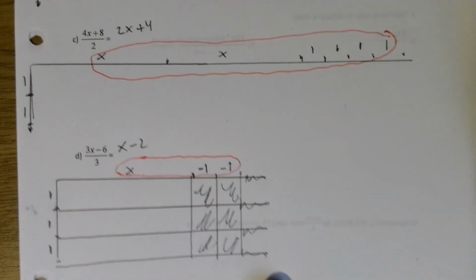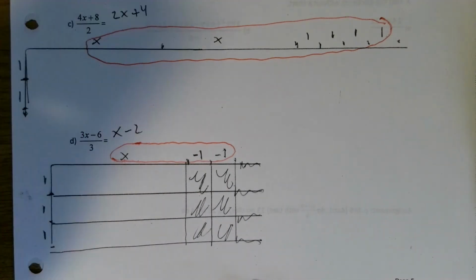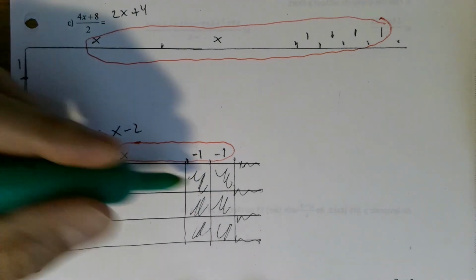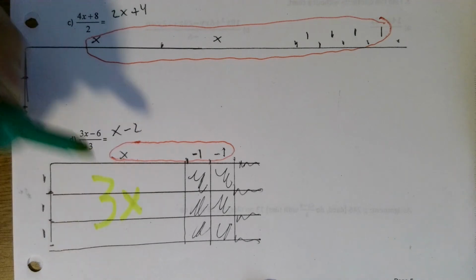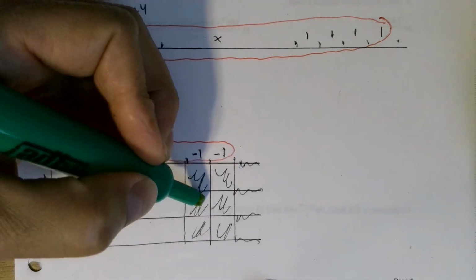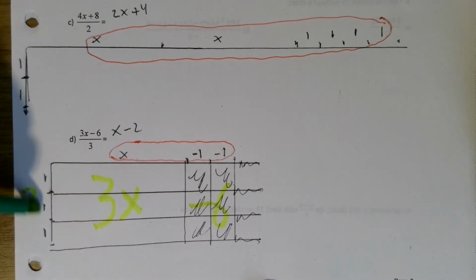So if we're going to do this with the chart, we need to remember the first thing we always start with is counting out the tiles. Well, where are the tiles here? They're in this part here. So I'd start out by counting out 3x and negative 6. Okay, and then I'm going to divide by 3, so I'm going to put a 3 there.